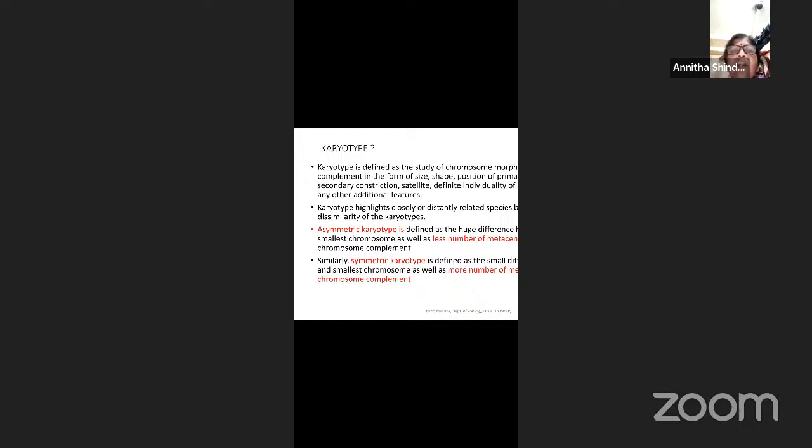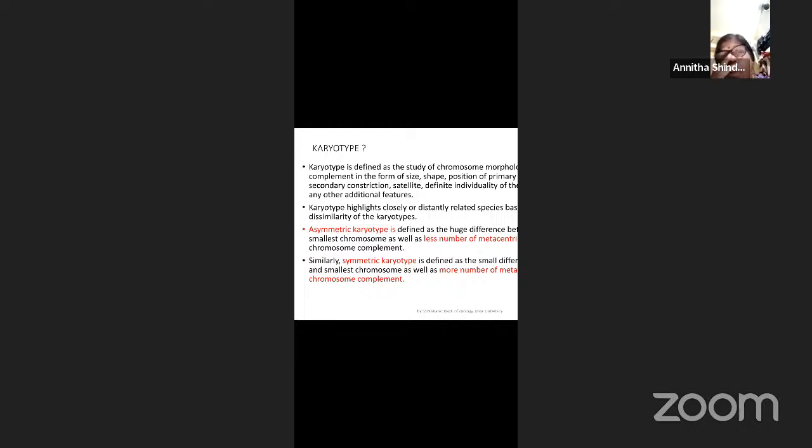So what does karyotype do? Karyotype actually highlights the closely or distantly related species based on the similarity or dissimilarity of the karyotypes. Now, you have two different types of karyotypes. One is called asymmetric karyotype and the other is called symmetric karyotype. This karyotype not only tells us the size, shape, as well as position, it will give you a total summary, or the image of a chromosome of any cell. It might be a human being, it might be any organism, that is any animal species. It highlights the closely or distantly related species.